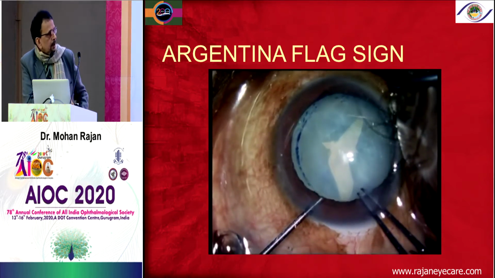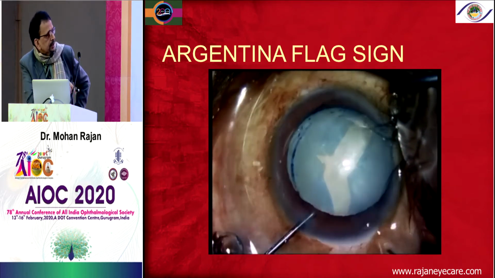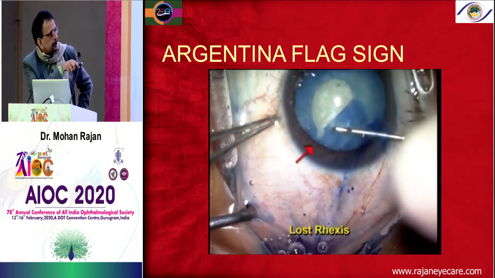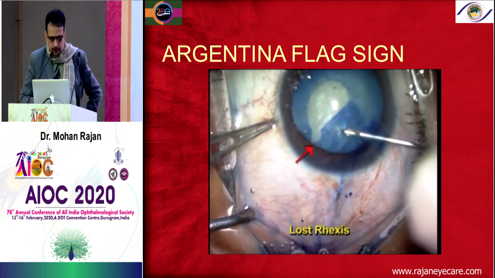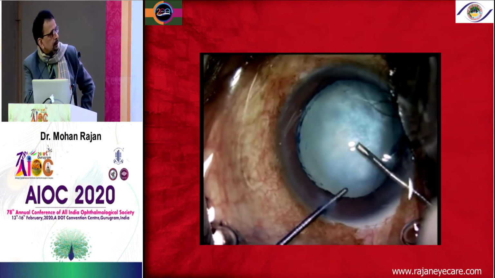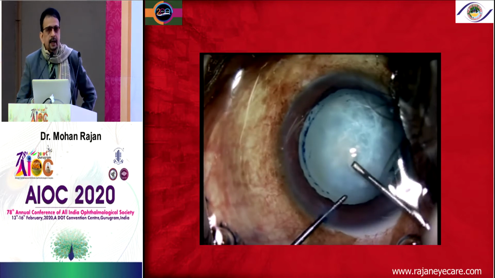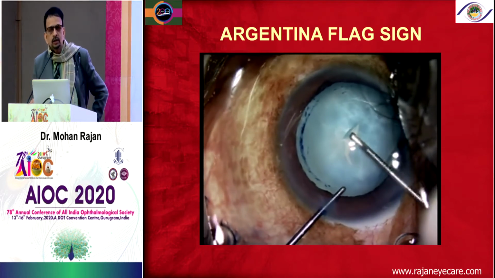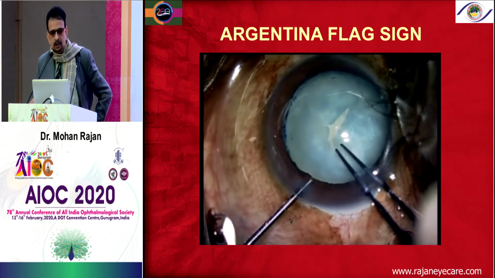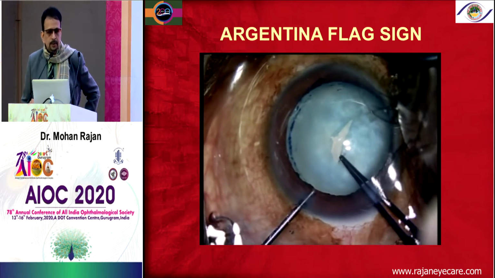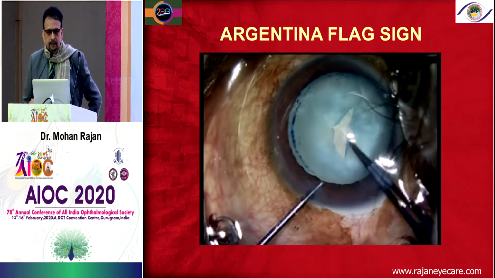Okay, the problem with this Argentina flag sign is, if you look at the periphery, the one which has gone to that side, that is the 6 o'clock. That is dangerous because that can go across the equator into the posterior capsule as well, and it can cause a posterior capsule rupture and even a nucleus drop into the vitreous cavity as well.